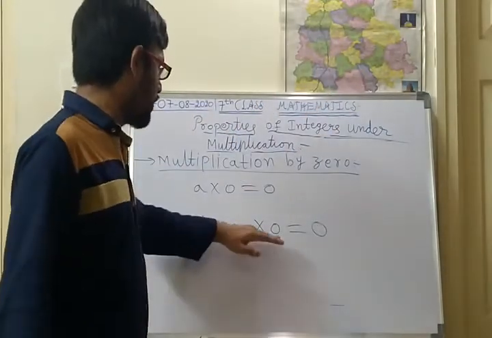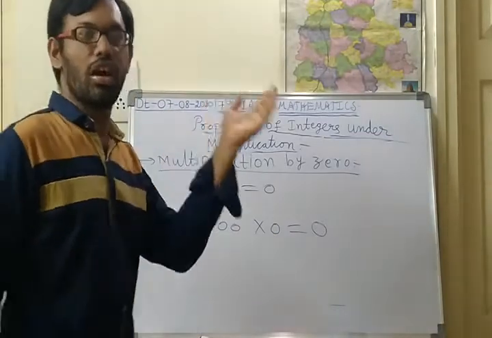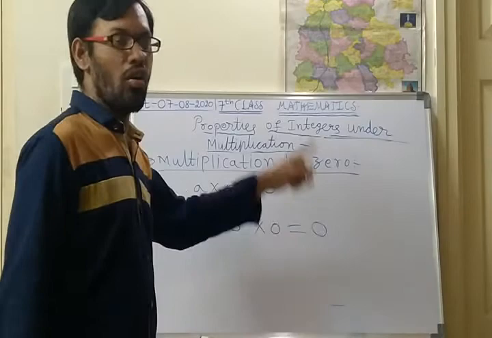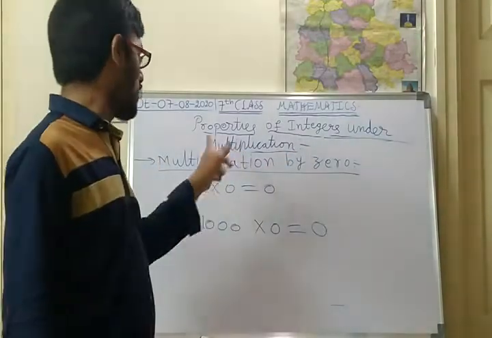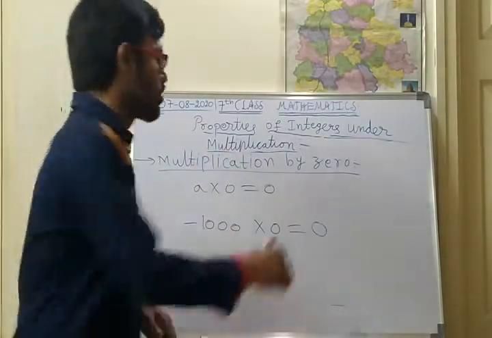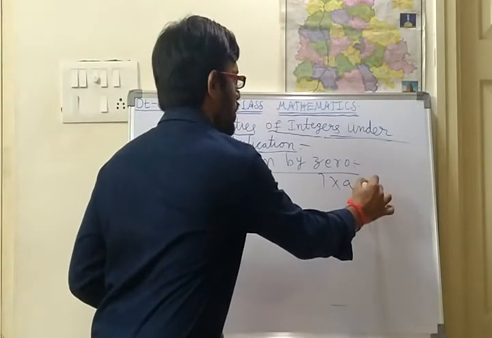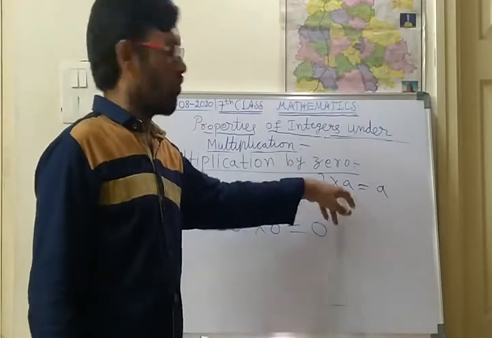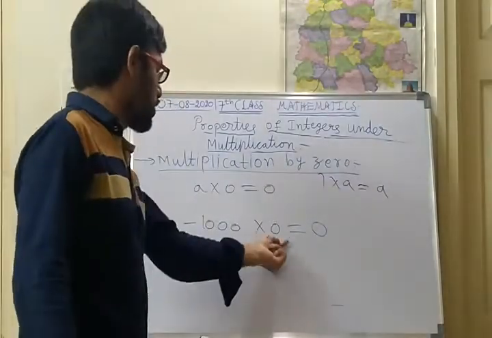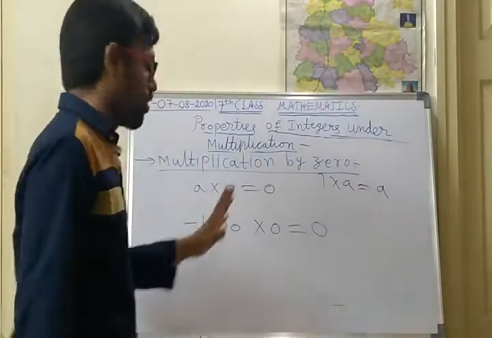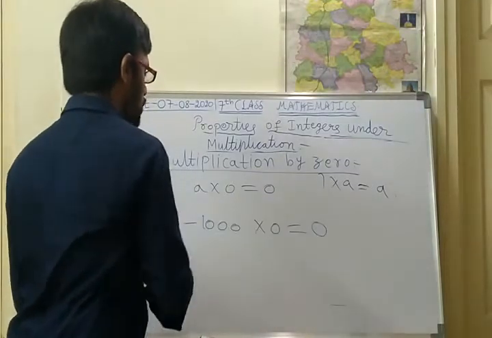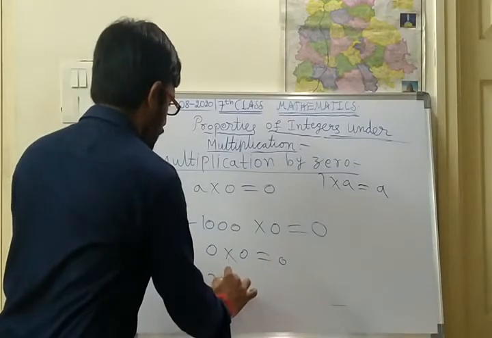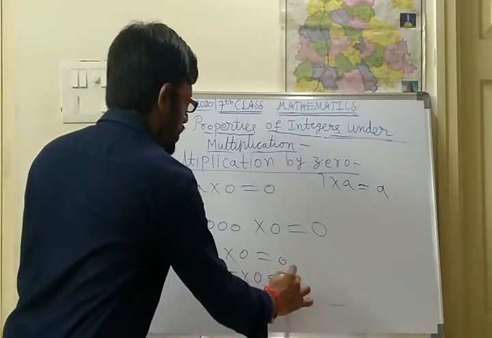So identify whether it is 0 into something or 1 into something. 0 into something is always 0. 1 into something is always whatever integer you have taken. 1 into something is something only. So 0 into something is 0. Minus 1000 into 0 is 0 only. 0 into 0 is 0 only. 25 into 0 is also 0 only.